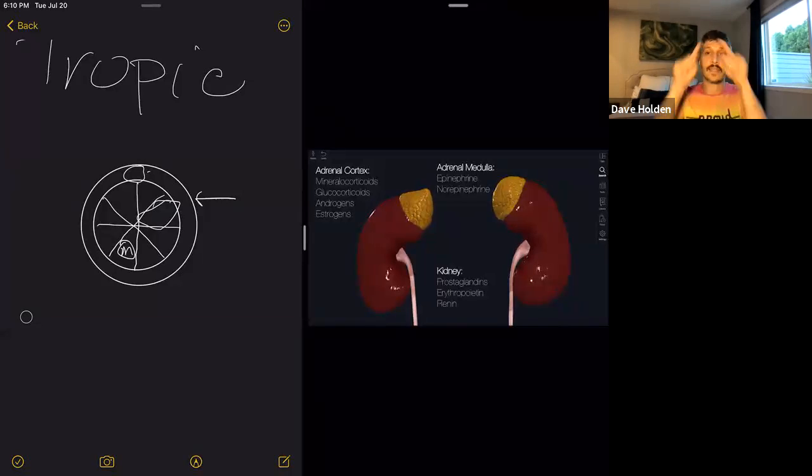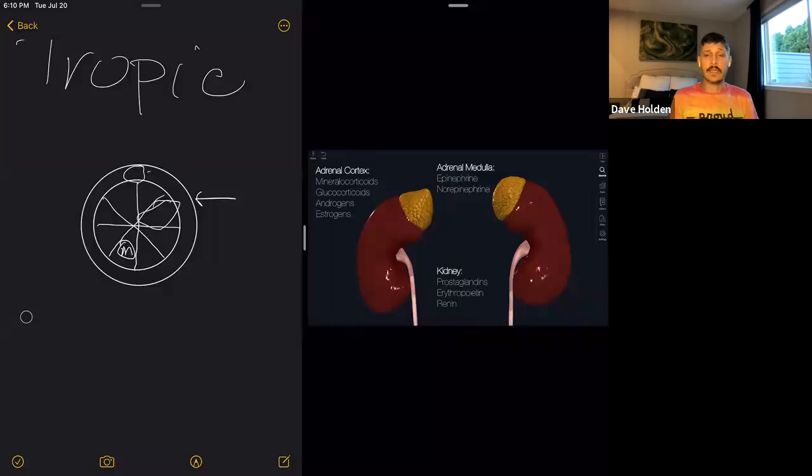So the adrenal cortex, the outer covering, is producing mineralocorticoids, glucocorticoids, androgens, estrogens. Meanwhile, the core portion, the medulla, is secreting epinephrine and norepinephrine. These are versions of adrenaline, one of which is active in the body, the other is active in the brain.